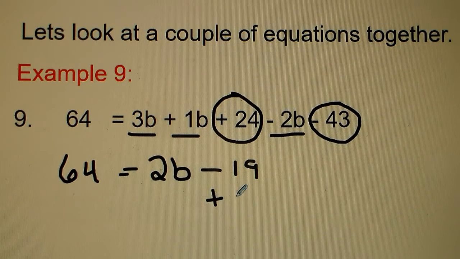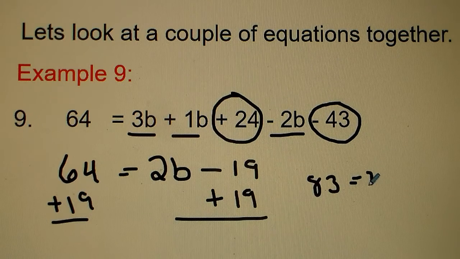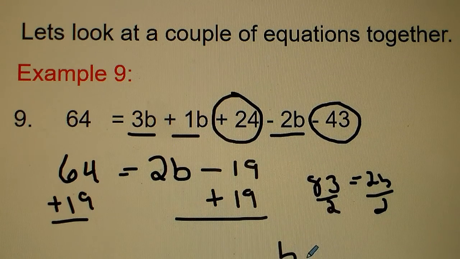We then add 19 to both sides. We get 83 is equal to 2b. We divide by 2 to both sides, and we're going to get b equals 41.5. So they get a little harder because they got some decimals. That's okay, you could just put it right into the calculator.